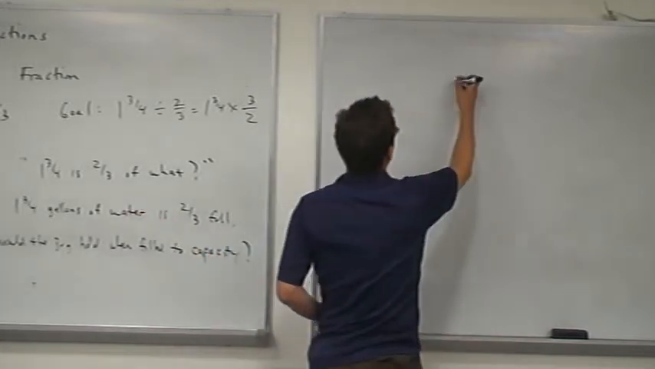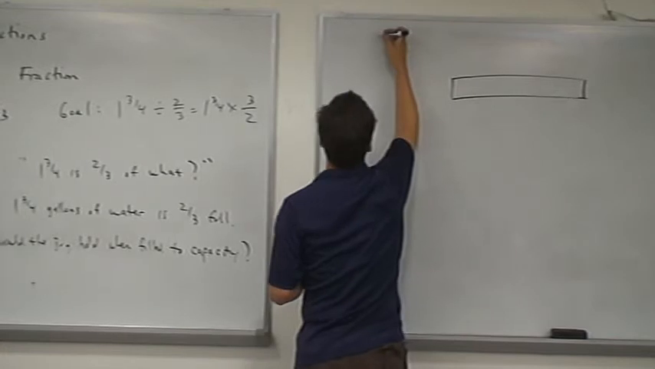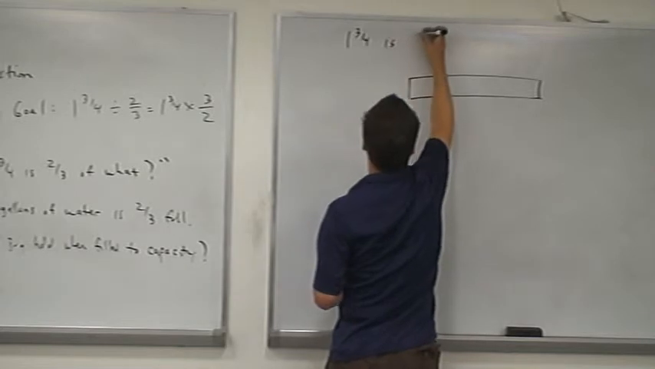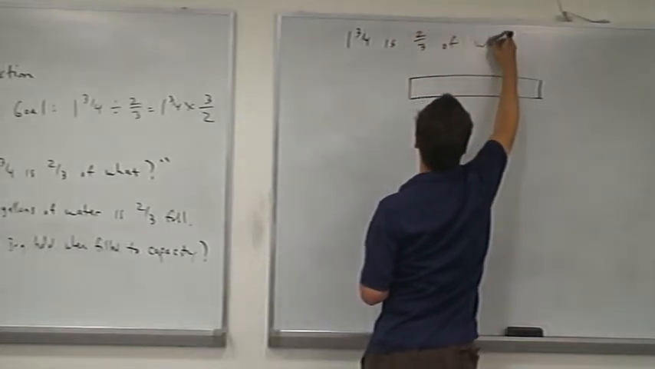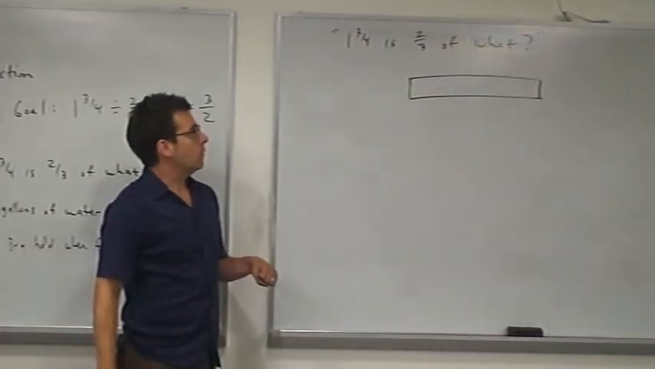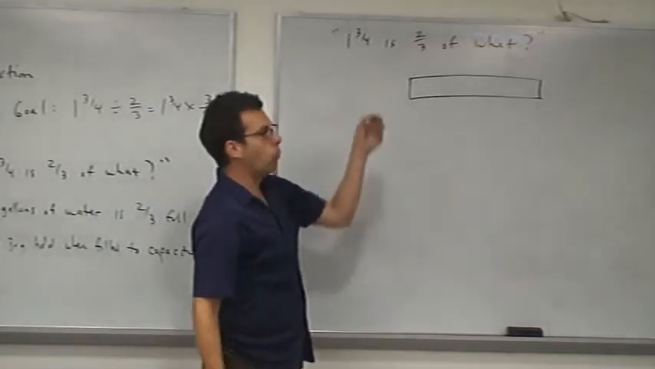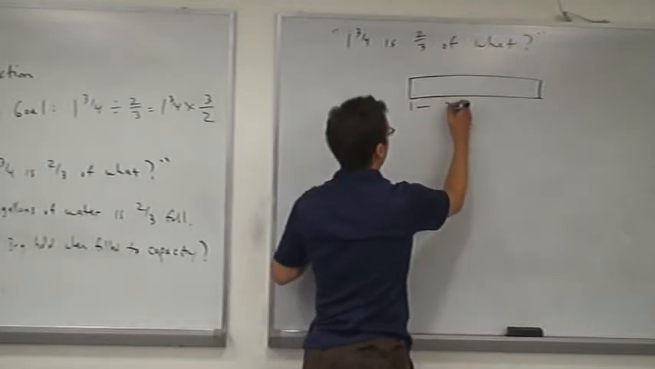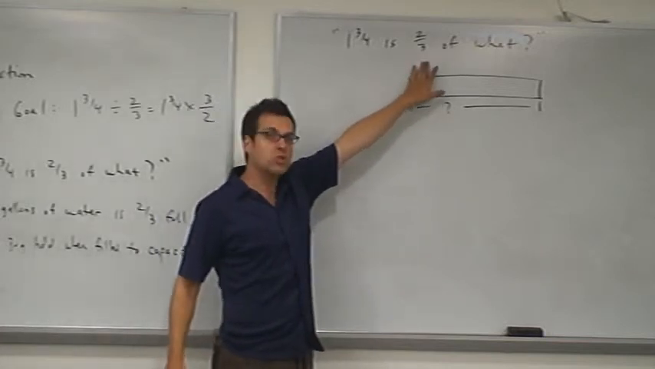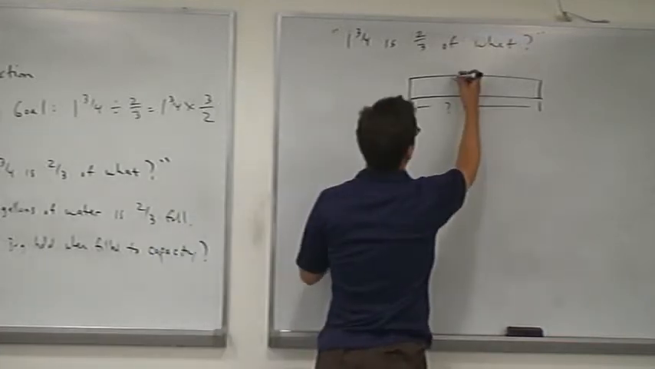Okay, so if we wanted to draw a bar diagram that illustrates, in this case, let me rewrite the interpretive question. 1 3/4 is 2/3 of what? That's what's being asked here. So if we wanted to draw a bar diagram that reflects this question, then the what is going to be the question mark. The entire bar is going to be the question mark. And we need to know something about 2/3 of the entire bar. Okay, that implies that we are going to cut the bar into 3 pieces and we are going to shade 2 of them.